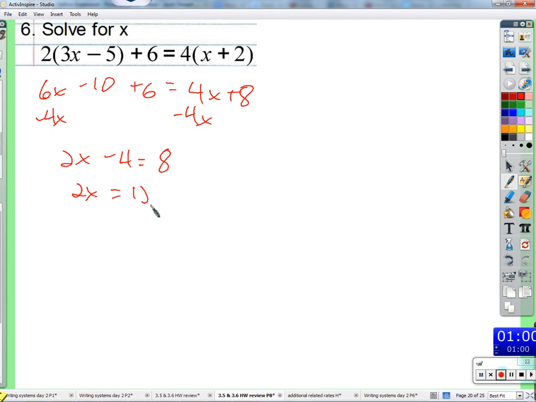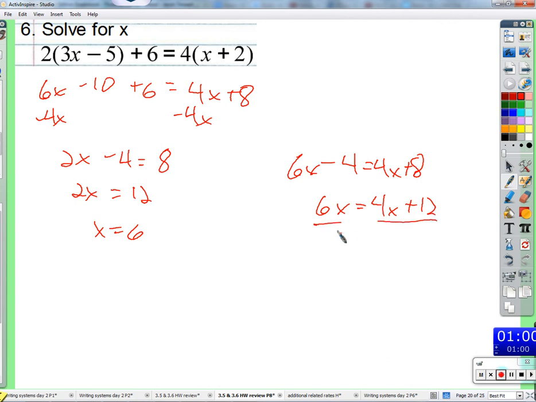Add 4 to both sides, and x is 6. Make sure you don't do something like this: 6x minus 4 equals 4x plus 8. Add 4, get 6x equals 4x plus 12, and then divide by 6. That's no good, because then I get x equals 4x plus 12 over 6.